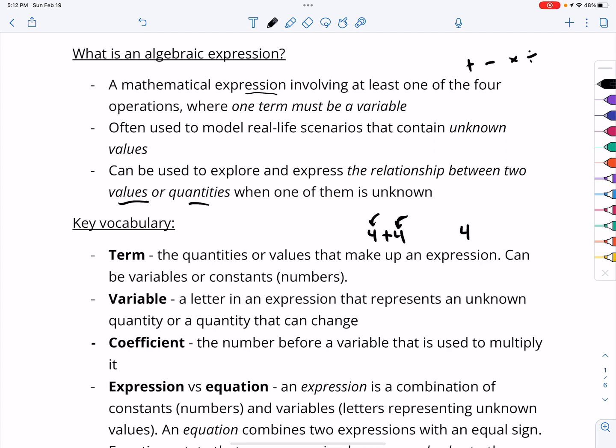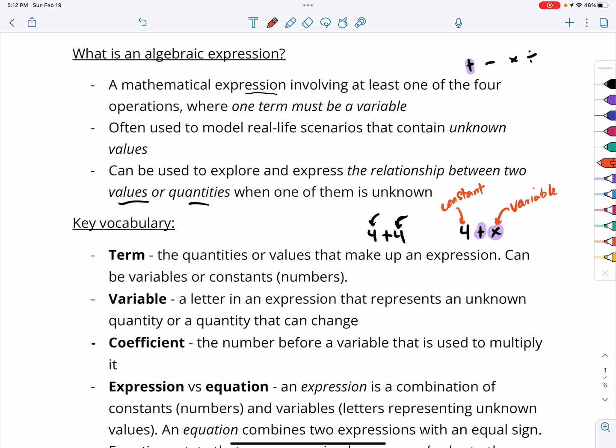If it was something like 4 plus x, that would be an algebraic expression because this is a mathematical expression involving one of the four operations, and one term is a variable. So the terms can be variables or they can be constants. So in this case, x is our variable. 4 would be considered a constant.